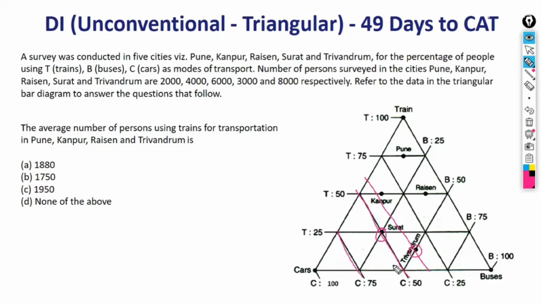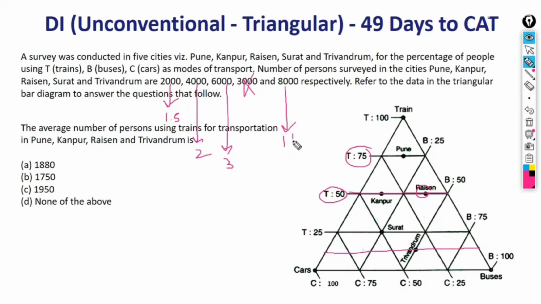Now let's use this interpretation to solve a few questions. The number of people using trains for transportation in Pune, Kanpur, Raisin and Trivandrum. Not asking about Surat here. So Pune, 2000, and 75% of them use trains, so 1.5k. For Kanpur, 4,000 people and 50% of them using trains, so 2k here. Again, we have Raisin, that also is 50% lying on the same straight line, so 3k here. We don't have to count Surat. And finally Trivandrum, we have drawn a parallel line here, so this is 12.5%, so 1k here.